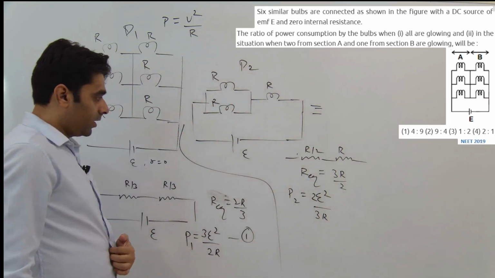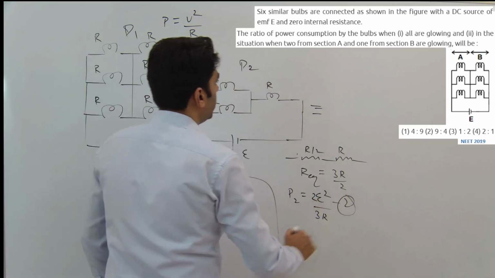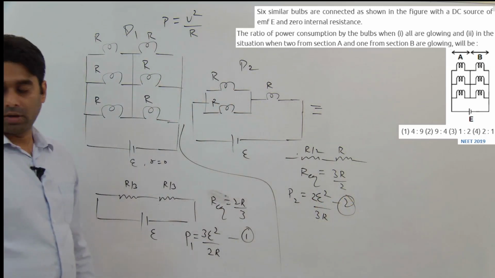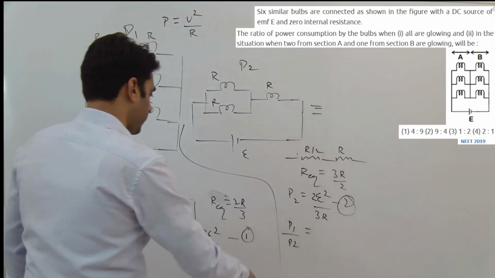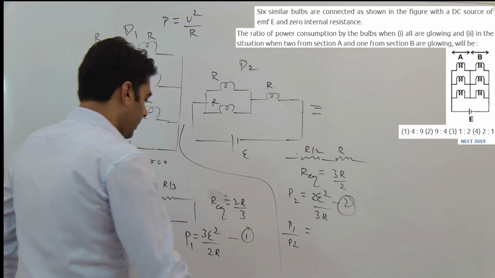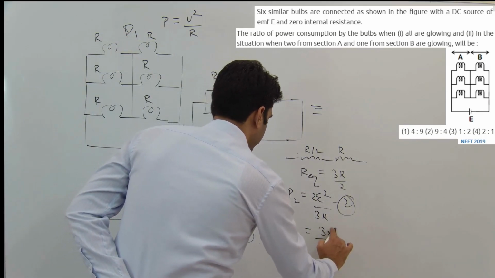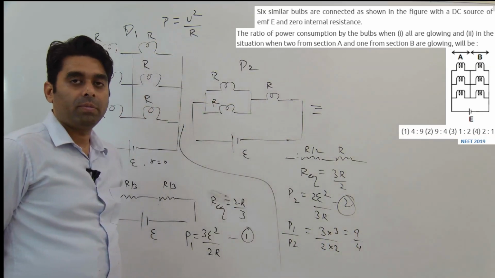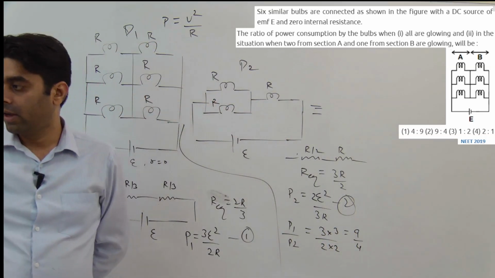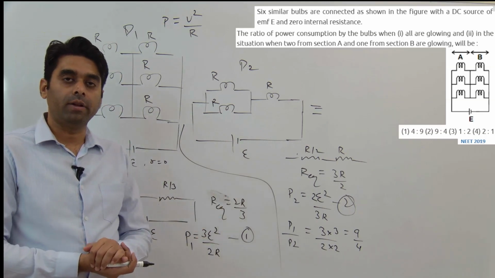So we can take the ratios now. This is our second, P1 by P2. Is it visible? Down it is visible. P1 by P2 is equal to, if I take the ratio, E square and R will cancel, we will get 3 by 2 into 2 by 3. That means 9:4. P1 by P2 is 9:4 is our answer, right? Option number 2 is our correct answer. I hope you got it, how to deal with it.